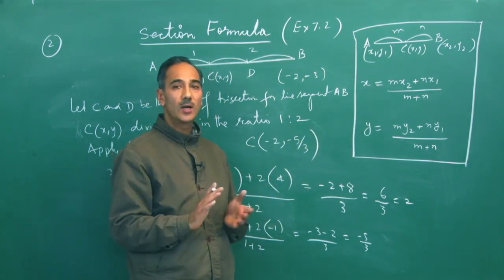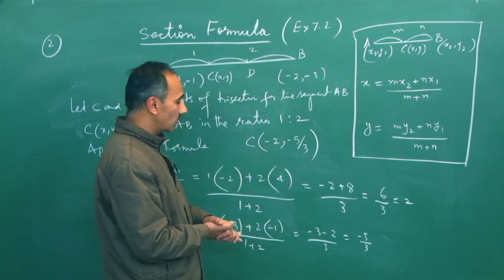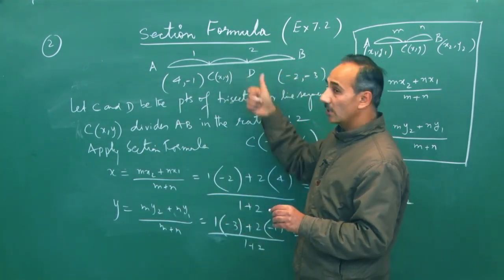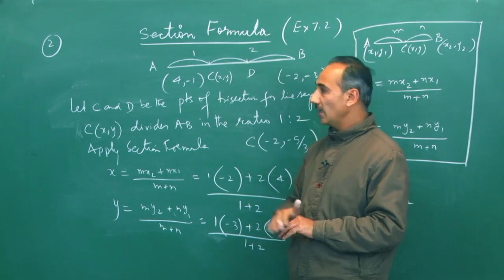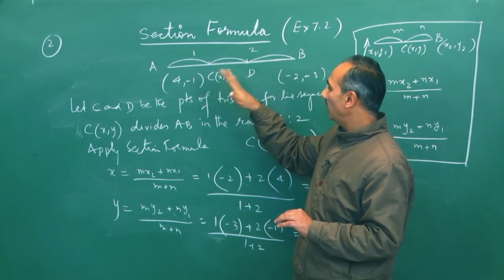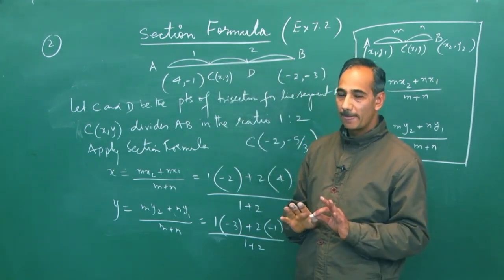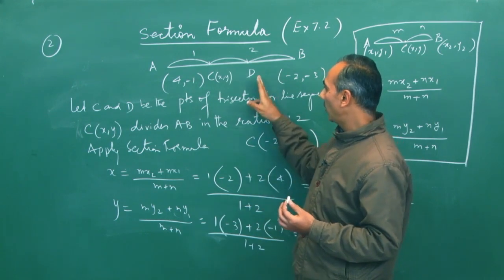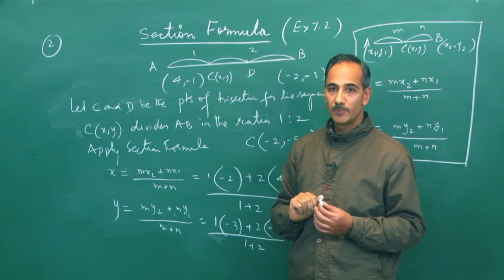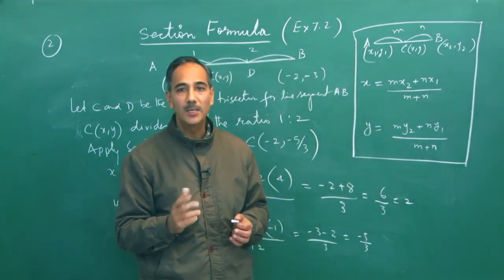Now we are asked to find coordinates of D. If you apply the same logic, if you have a look at D, D is dividing AB in the ratio 2:1. As C divides in the ratio 1:2, D divides AB in the ratio 2:1. That's one way. The other way is, if you observe, D is the midpoint of CB. So you could use the midpoint formula.